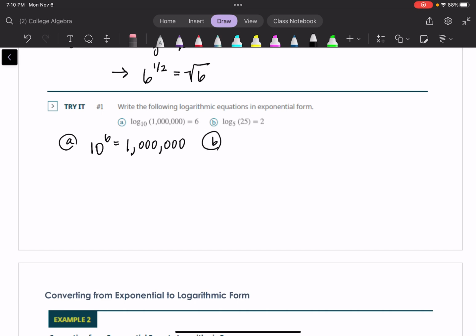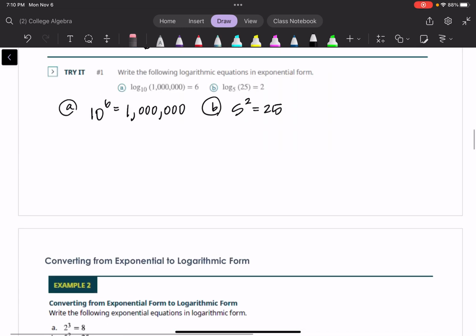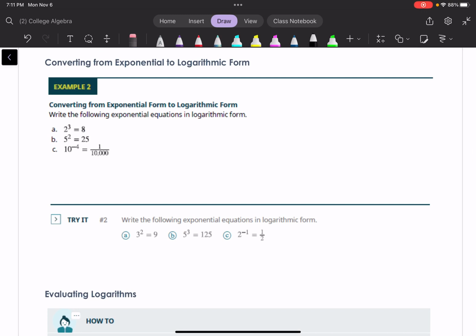And for B, we're going to have 5 squared equals 25. We know that those relationships hold, and you can easily check that in a calculator. So again, let's go the other direction. This is an inverse set of functions, so we can do that. So this is converting exponential to logarithmic form.